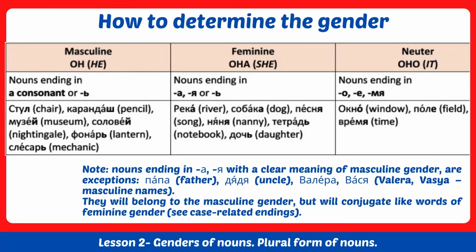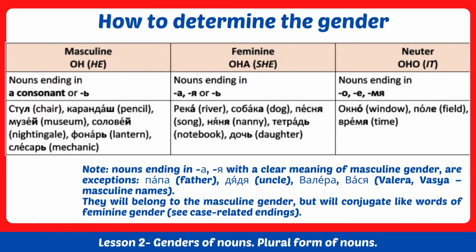To neuter gender belong nouns ending in o, e, and just 10 nouns ending in мя. Those nouns ending in мя are very archaic words and you just need to remember them. So the examples of neuter gender are окно, ending is o, поле, ending e, время, ending мя.